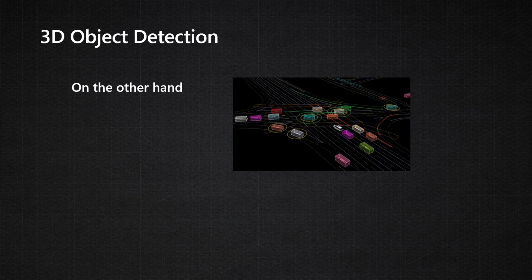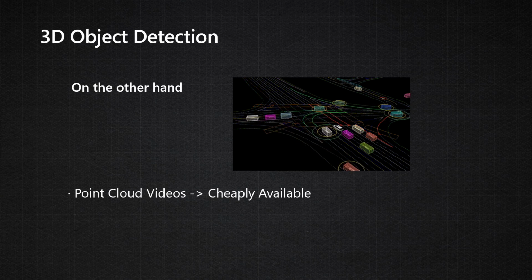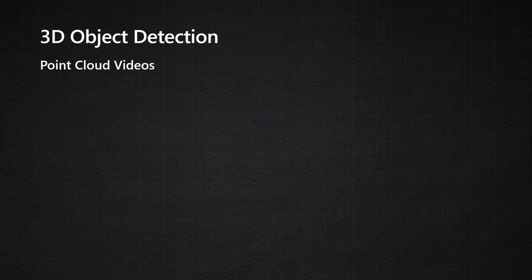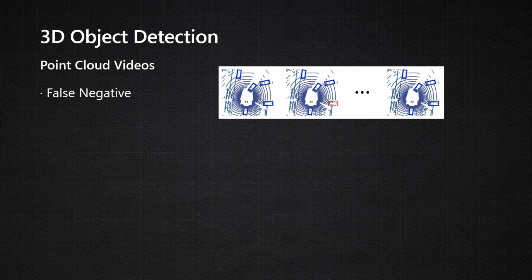On the other hand, in most applications, point clouds are recorded over time as a data stream. A point cloud video contains richer spatial temporal information than a single frame. For example, a false negative or missing detection can be identified if the same object is detected in the adjacent frames but is missing in the current frame.